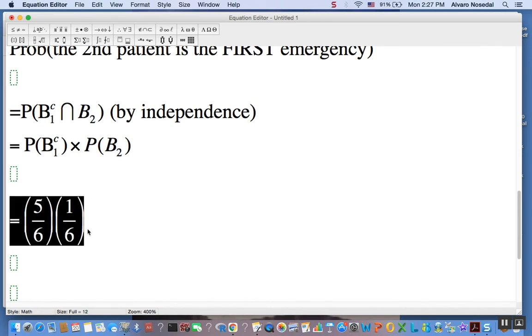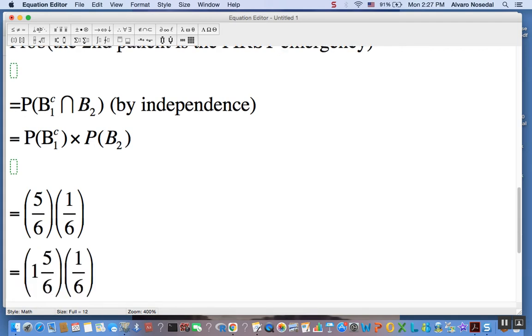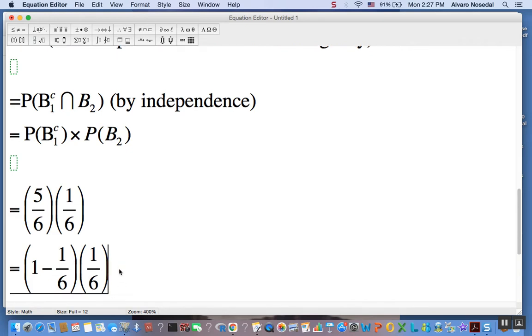Another way of writing this down would be like that, right? Let me do it like that, okay? It's the same, right? But I just want to stress that property, that the probability of the complement is 1 minus the probability of the event.